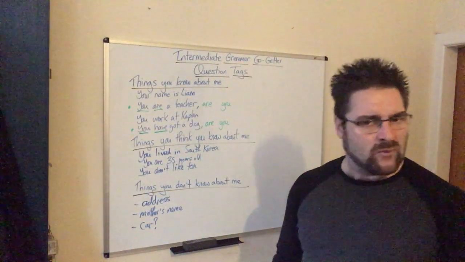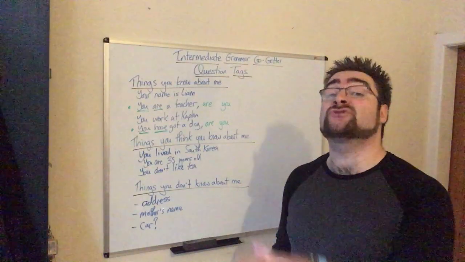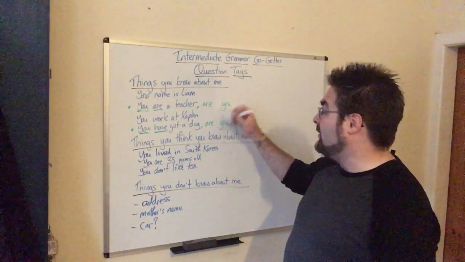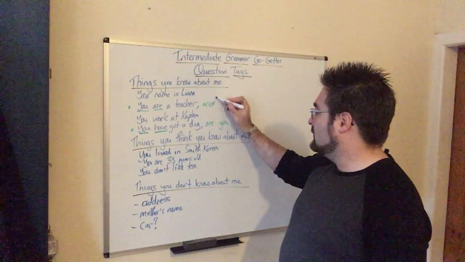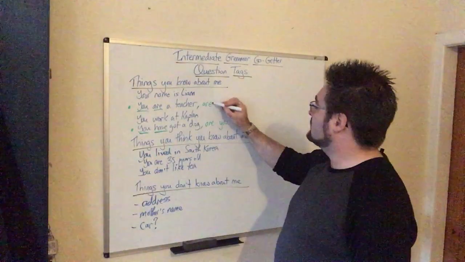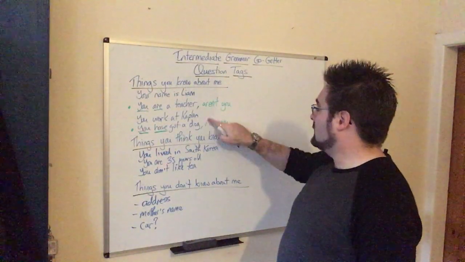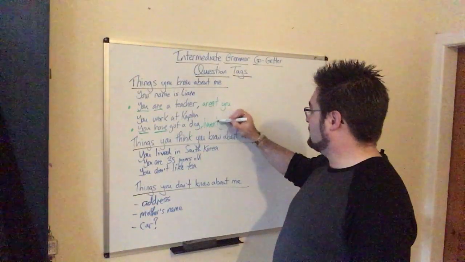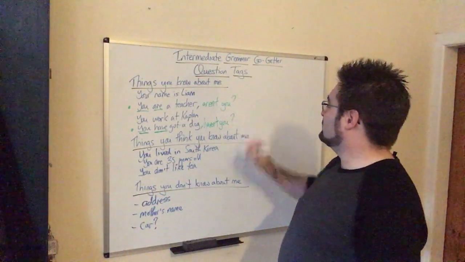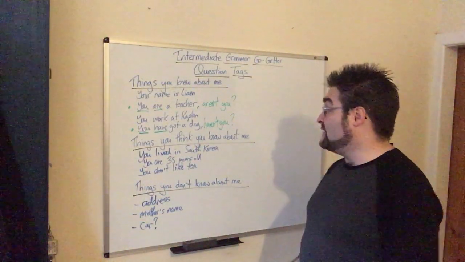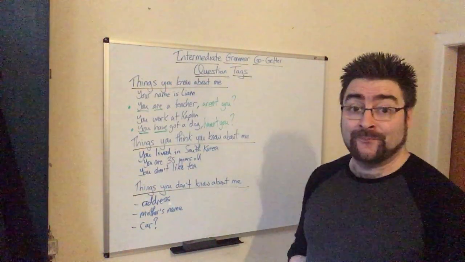Now some of you might be thinking, well, that's not right. No, because there is an extra step. We now need to make the auxiliary verb negative. Oops, wrong colour. And that's wrong as well. Okay, so you are a teacher, aren't you? And you have got a dog, haven't you?